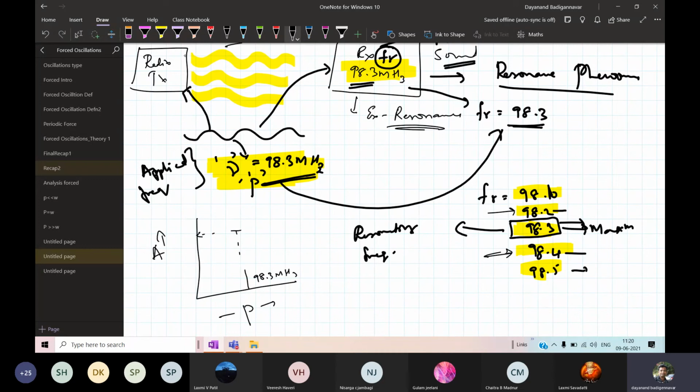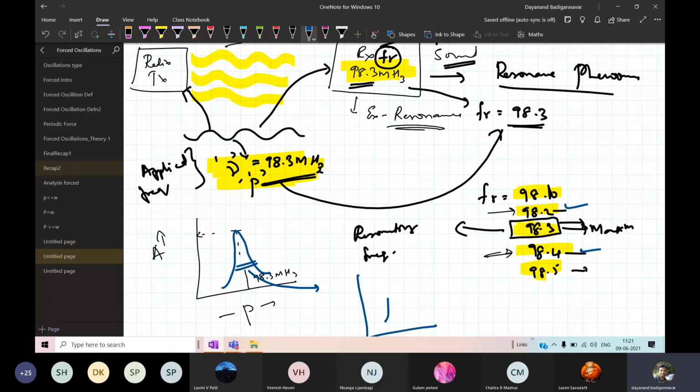At other frequencies, what are other frequencies? 98.2, 98.4, there you will have some amplitude, but it is less. Therefore you don't get a clear sound. Okay, so therefore for better reception, the bandwidth should be very, very sharp.